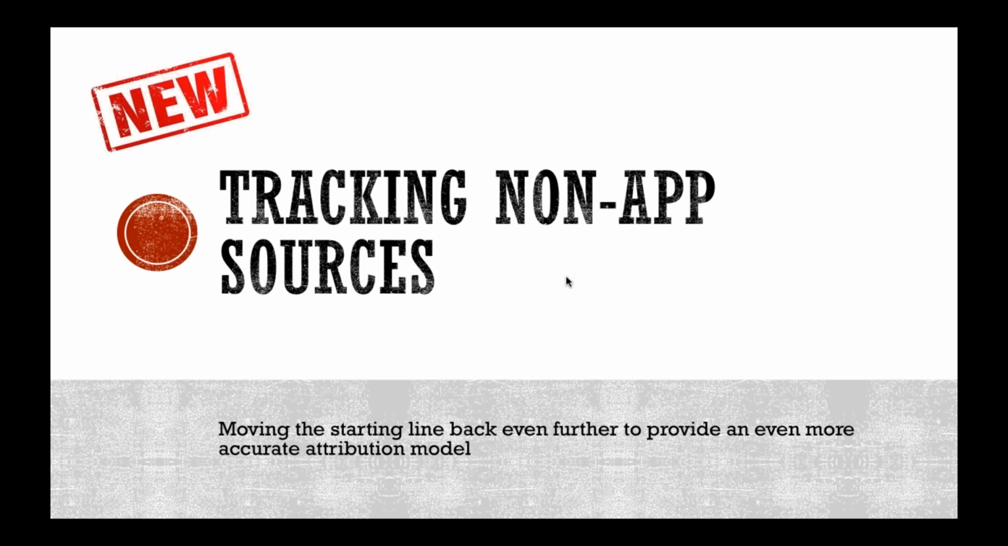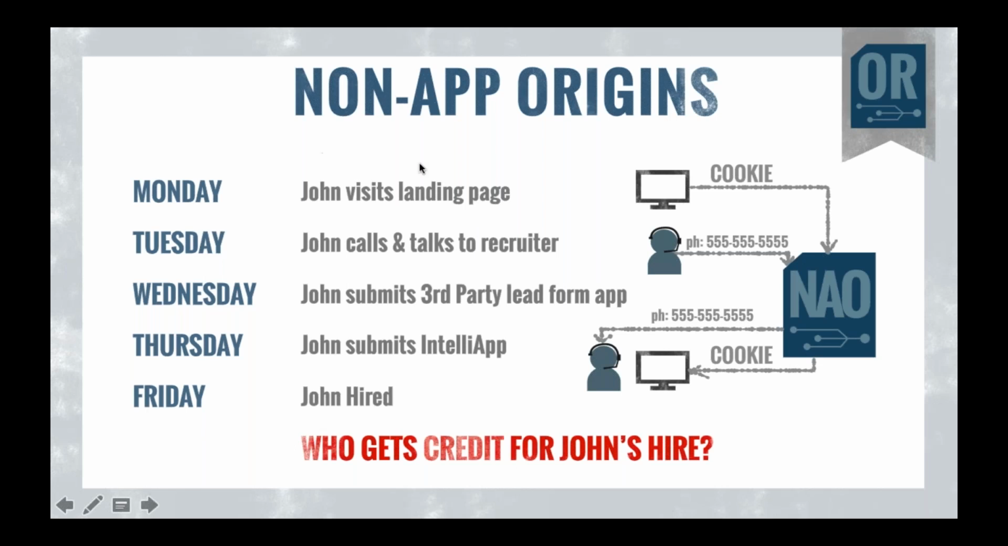So the two new features that we're talking about are being able to track non-app sources, something that we're calling non-app, and that's moving the starting line back even further to provide an even more accurate attribution model for you. So here's an example.